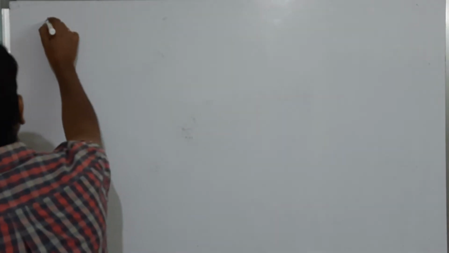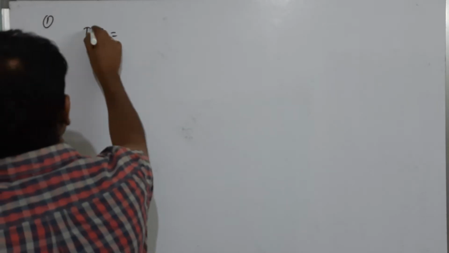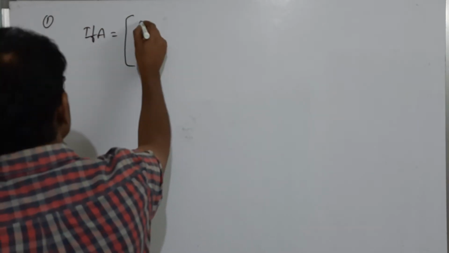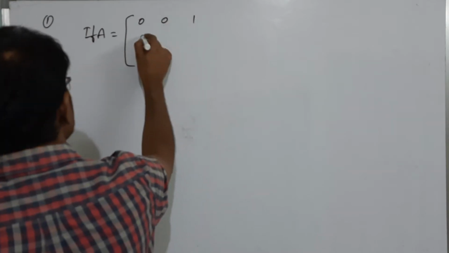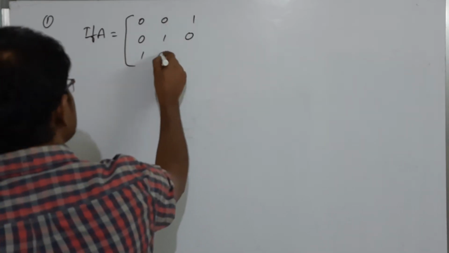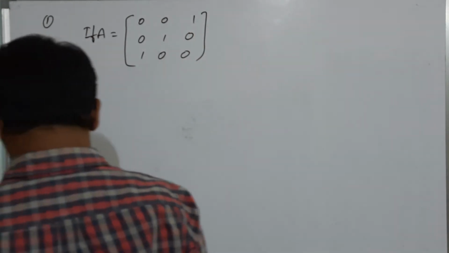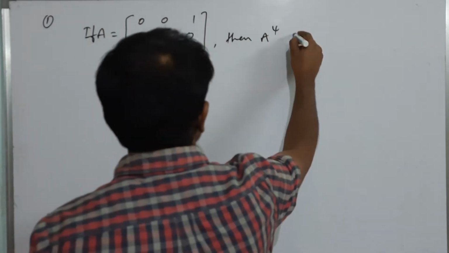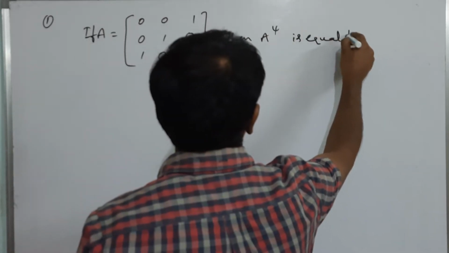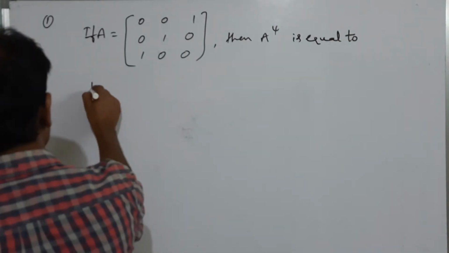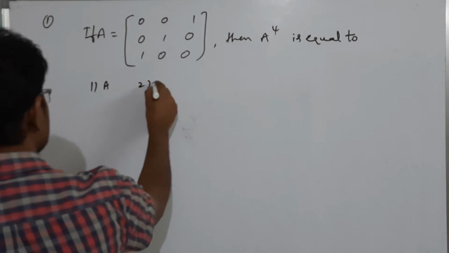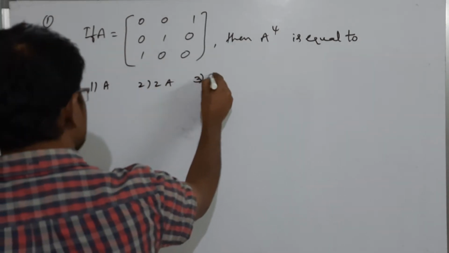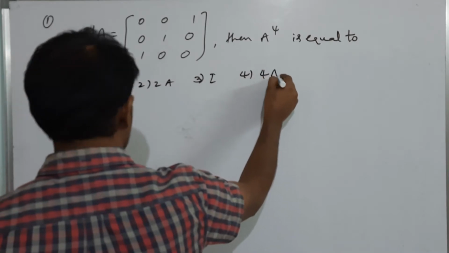First problem. If A equals the matrix [0, 0, 1; 0, 1, 0; 1, 0, 0], then they are asking A to the power of 4 is equal to. The first option is A, the second option is 2A, the third option is I, and the fourth option is 4A.